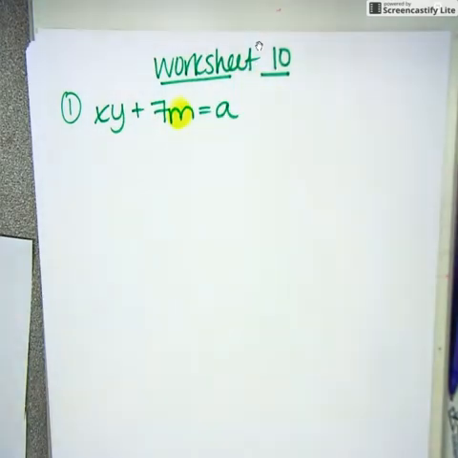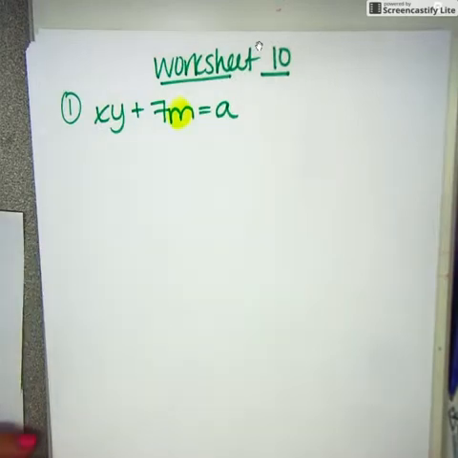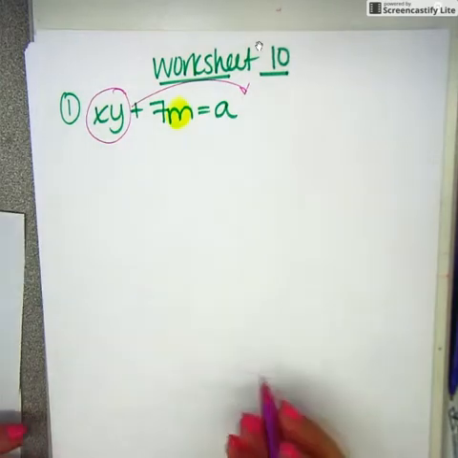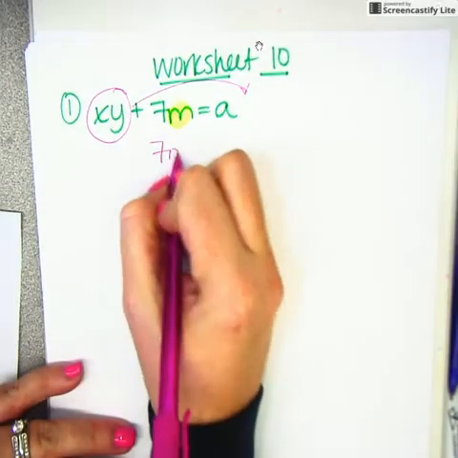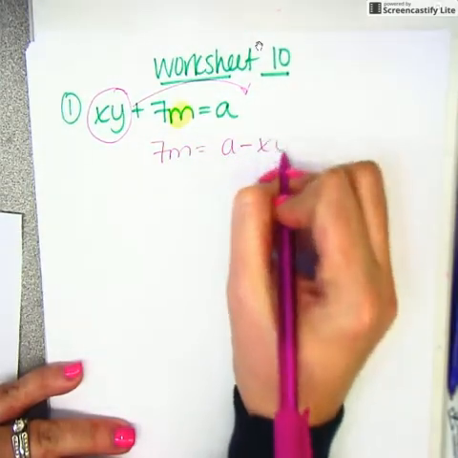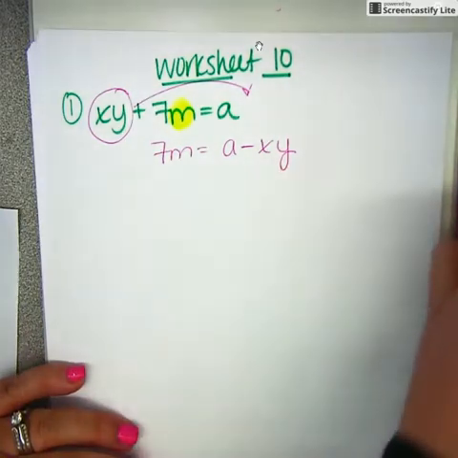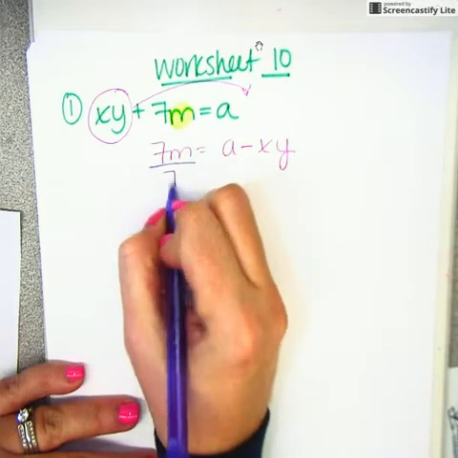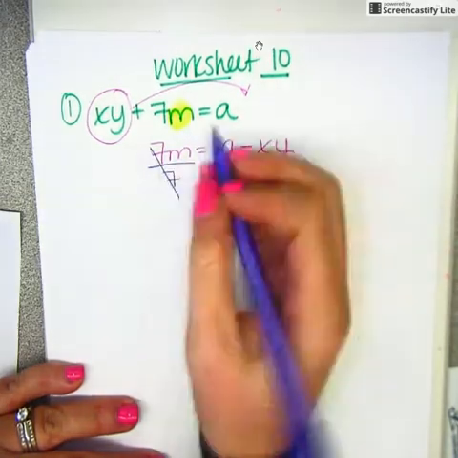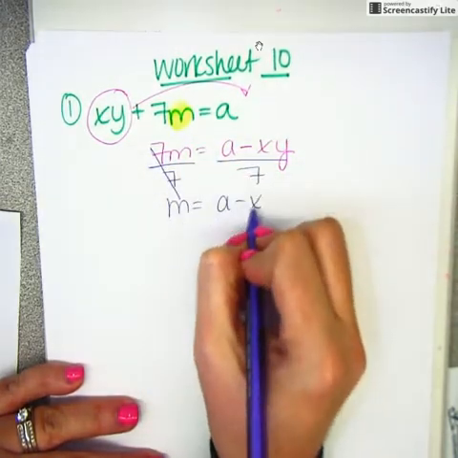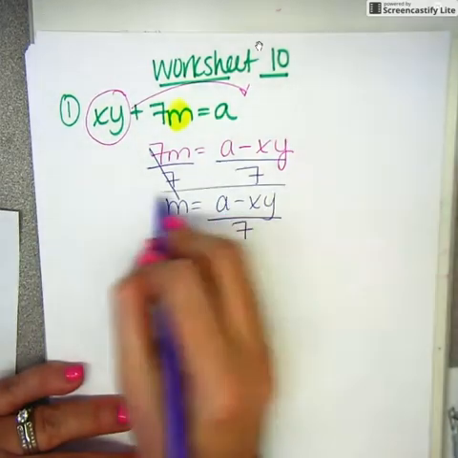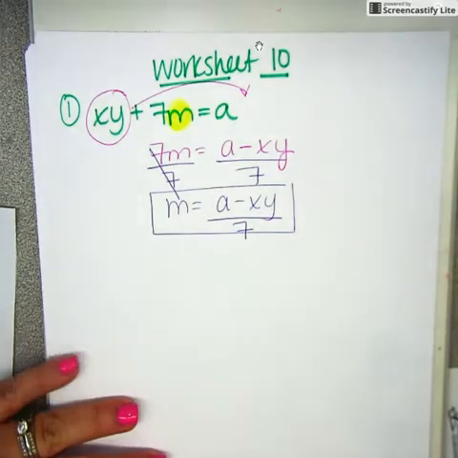Okay, so the first thing I'm going to notice is what is on the same side as that m but not attached to that m. So that's going to be this xy. So I need to move this first. And when I move it over, if it's positive, it's going to become negative. And then our last step to get m all by itself is going to be the opposite of 7 times m, which is to divide by 7. So this would be your answer for problem number 1.